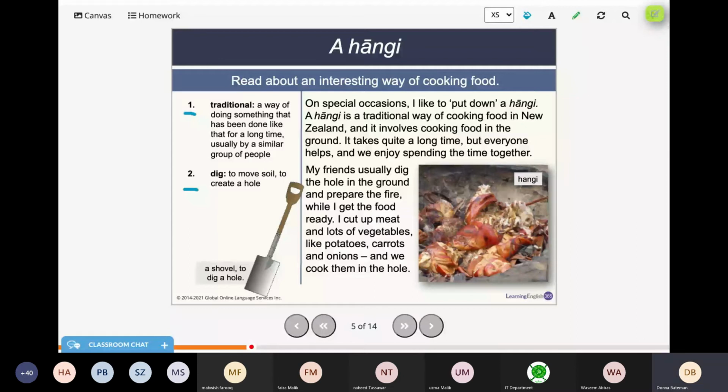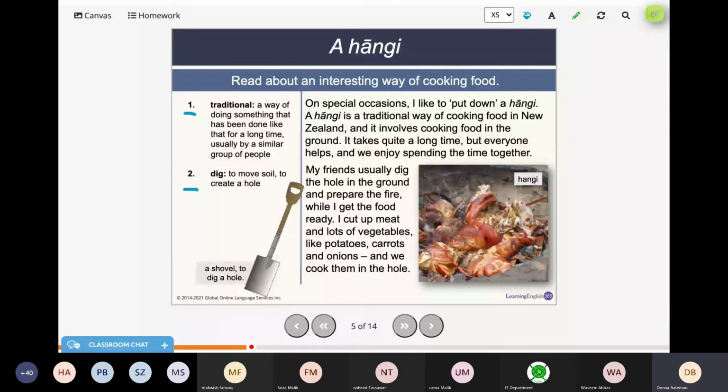On special occasions, I like to put down a hangi. Okay? This is the verb, the phrasal verb that is used with hangi. Put down a hangi. A hangi is a traditional way of cooking food in New Zealand, and it involves cooking food in the ground. It takes quite a long time, but everyone helps, and we enjoy spending the time together.